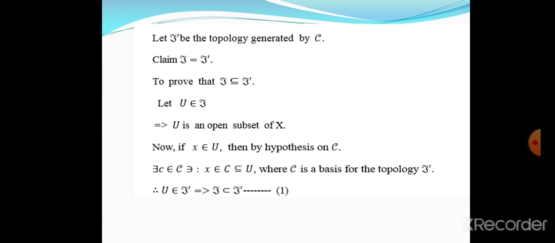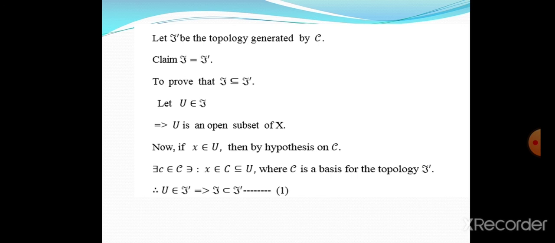Let U belong to tau. That implies U is an open subset of X. Now if x belongs to U, then by hypothesis of C, there exists C belongs to script C such that x belongs to C, which is a subset of U, where C is a basis for the topology tau dash. Therefore, U belongs to tau dash. That implies tau is a subset of tau dash. This is the first equation.